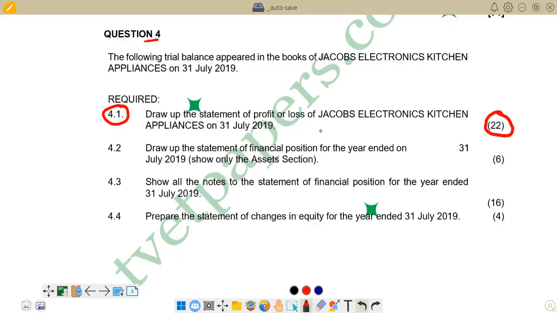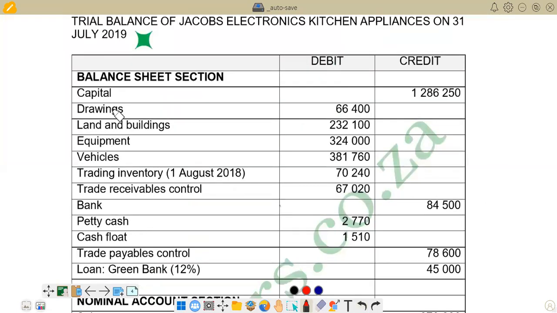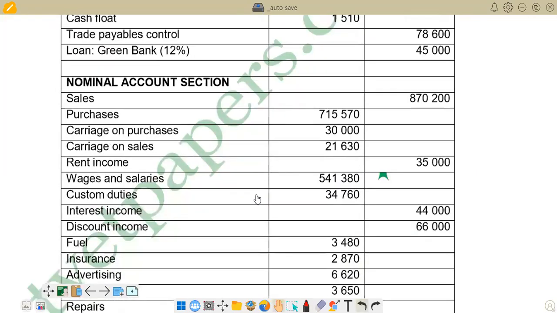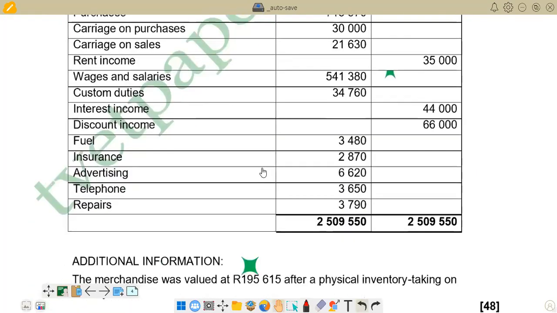So this is what we have. And then we can go to the information that we are given in that question. You see that this is the information that we have in terms of the trial balance of Jacob's Electronic Kitchen Appliances on 31 July 2019. We are given the debit column and the credit column, and the details are on the far end, whereby we have the balance section, the figures that we are given there as balances. As we go down the question, we have the nominal account section again.